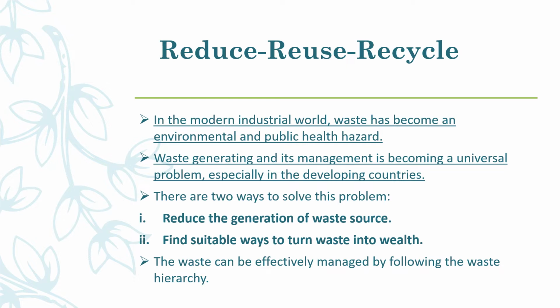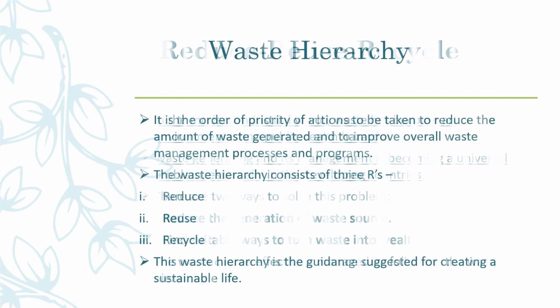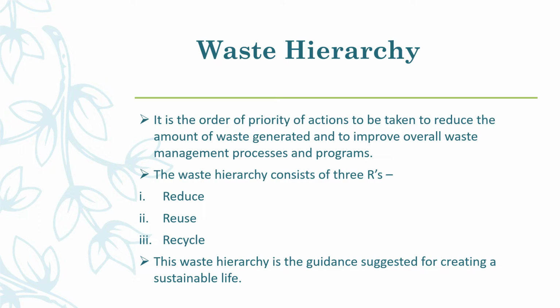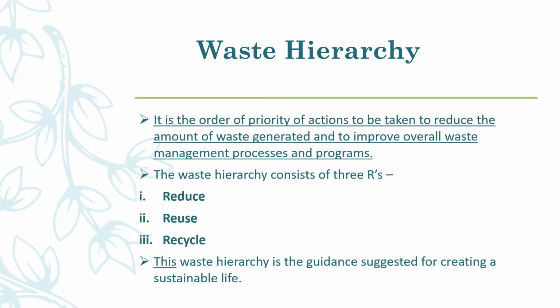The waste can be effectively managed by following the waste hierarchy. Now what is this waste hierarchy? Let's find out. Waste hierarchy. It is the order of priority of actions to be taken to reduce the amount of waste generated and to improve overall waste management processes and programs. The waste hierarchy consists of 3 R's, and they are reduce, reuse and recycle. This waste hierarchy is the guidance suggested for creating a sustainable life.